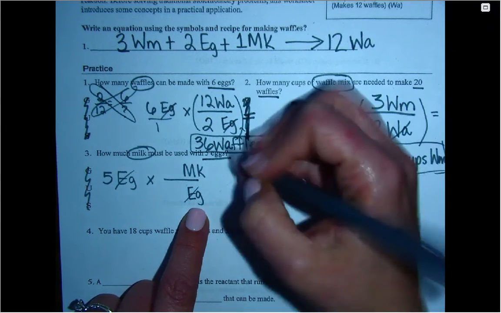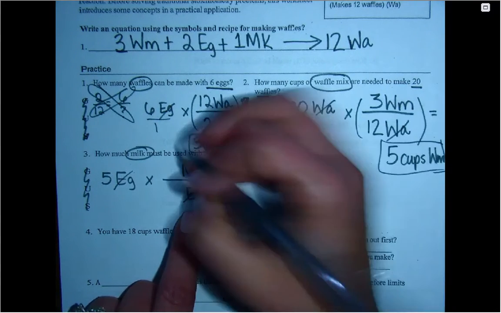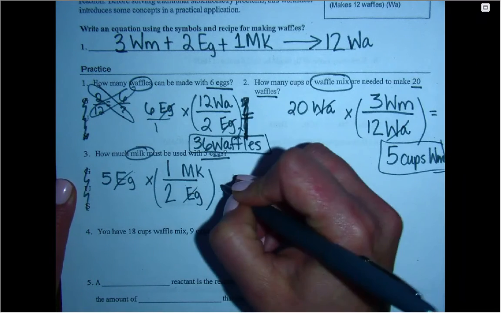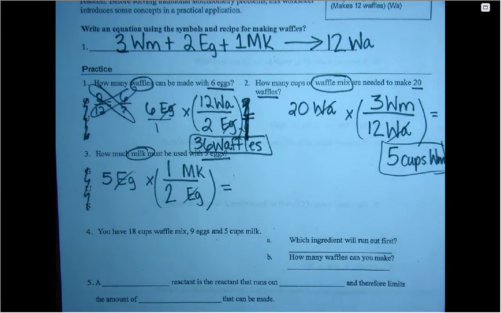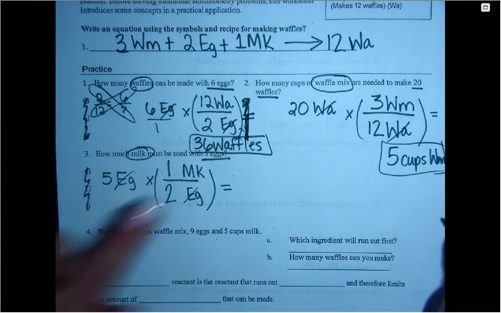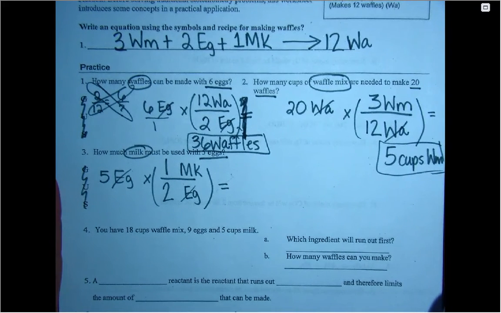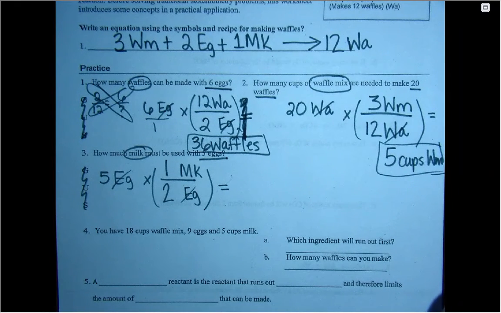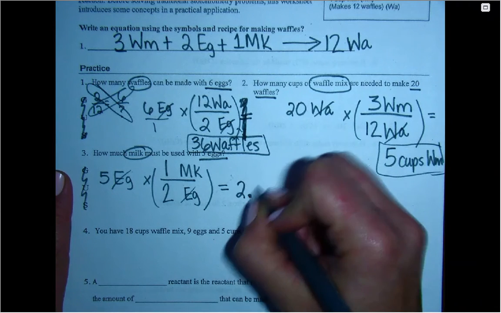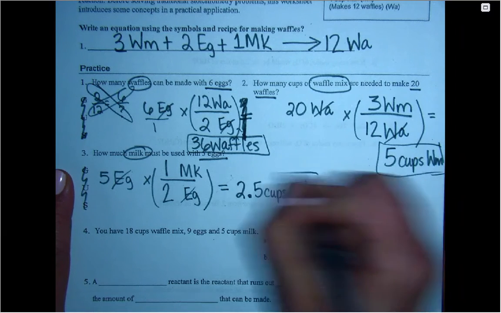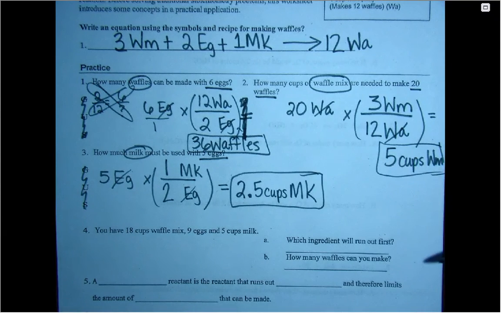Okay, what is the ratio here? What is milk to egg ratio? 1 and 2. Good. So now we have 5 times 1/2. 5 times 1 divided by 2. Yep. 2.5 is absolutely correct. So we have 2.5 cups of milk. Okay? Not too bad? All right.